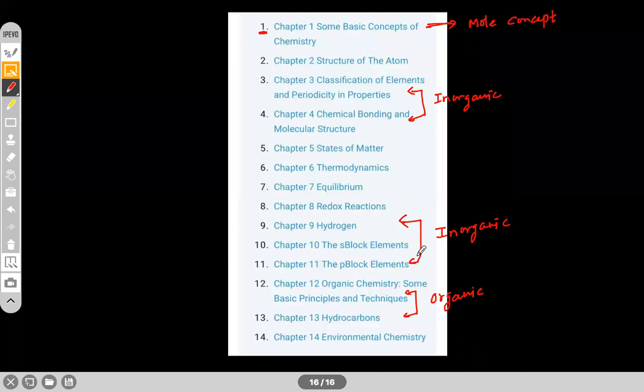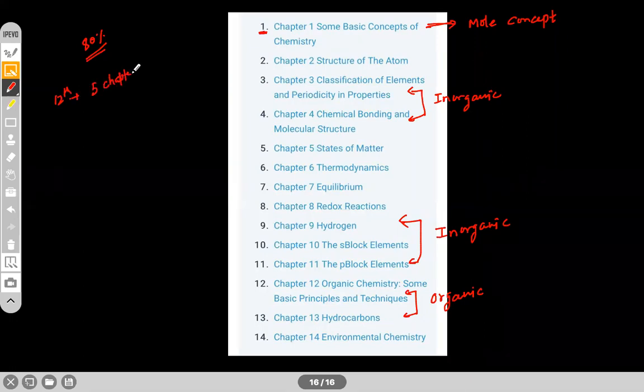So apart from these 5-7 chapters, all other chapters belong to physical chemistry. Right? All these are physical chemistry. So you can see in 11th grade, we have 14 chapters and 9 of these 14 are physical chemistry. Almost 80% of the portion of physical chemistry we are going to cover in grade 11. In grade 12, we are going to have 5 chapters of physical chemistry. All 5 are important.